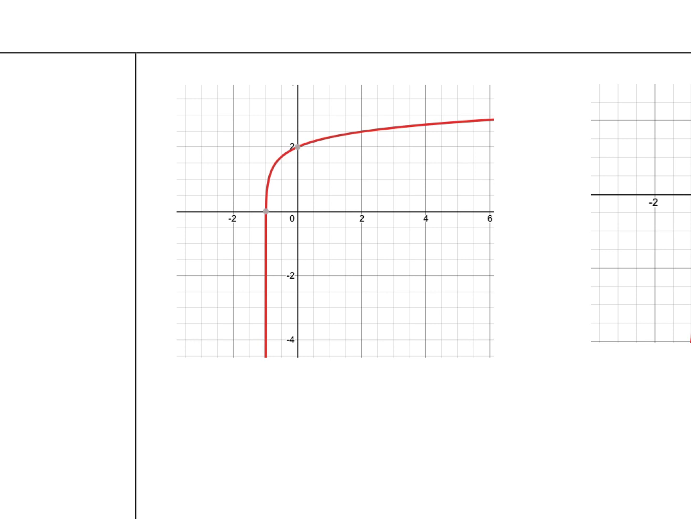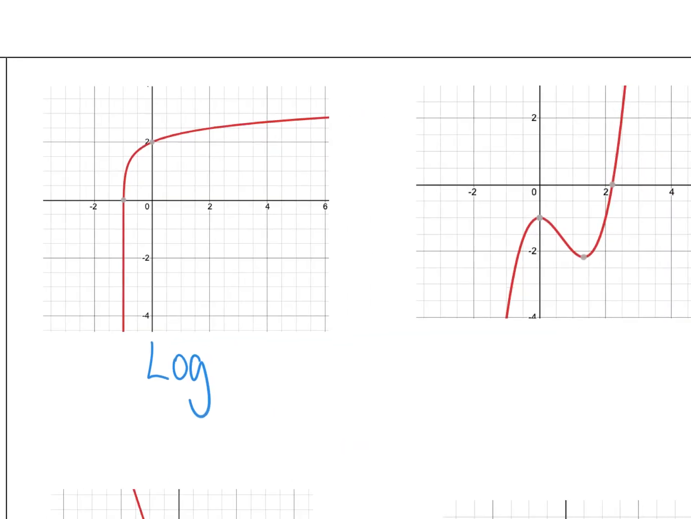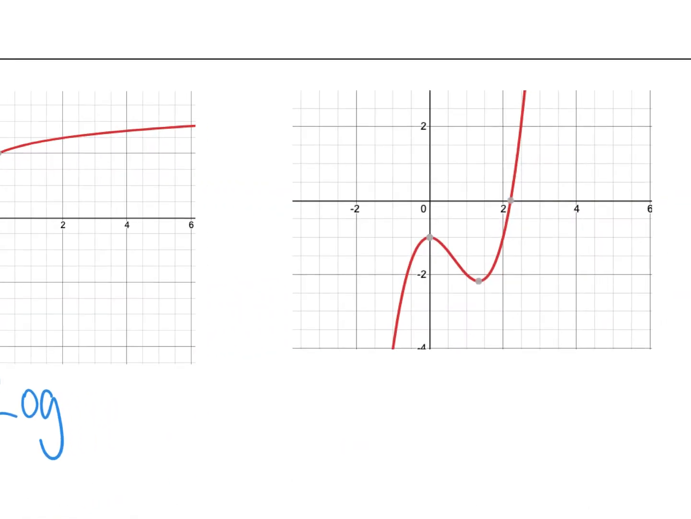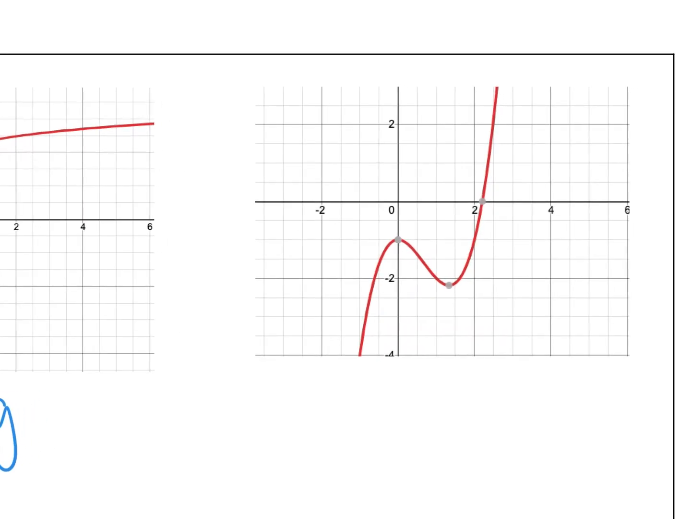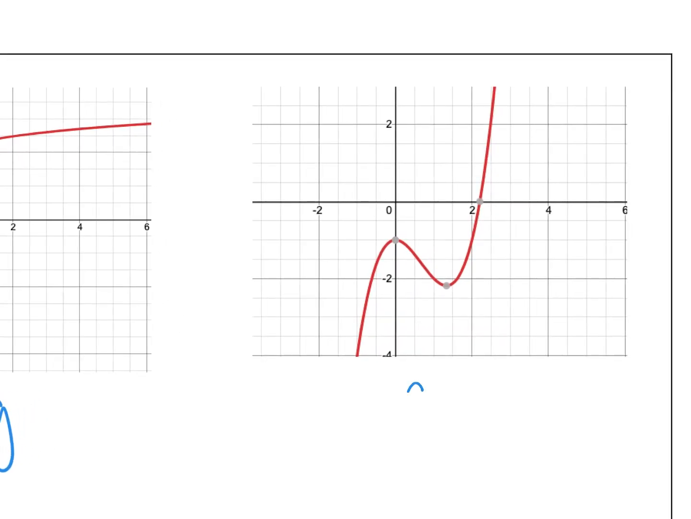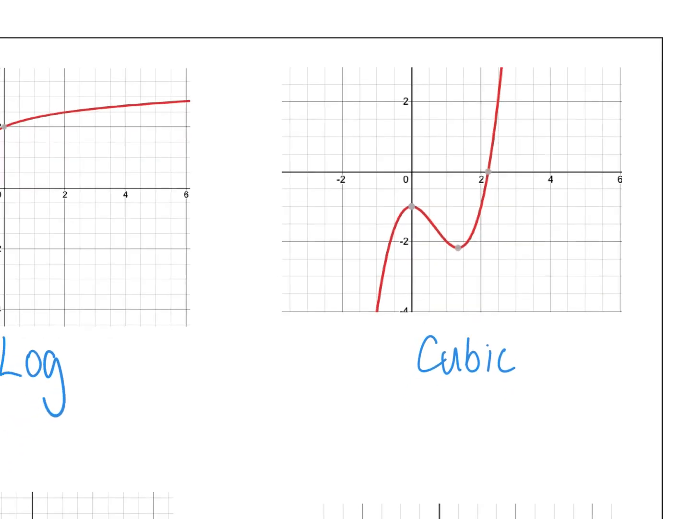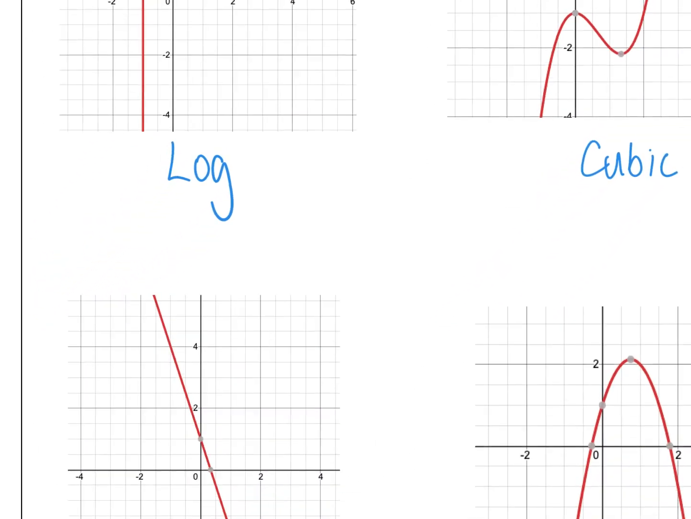Tristan, what'd you get for this one? Close. Log. It's a log. Okay. This one's a log. Alexis, what'd you get for this one? Cubic. We can see some of them are starting to repeat themselves now. Yep. This one's a cubic, vertical, squiggle.